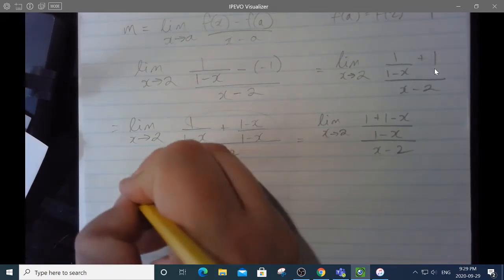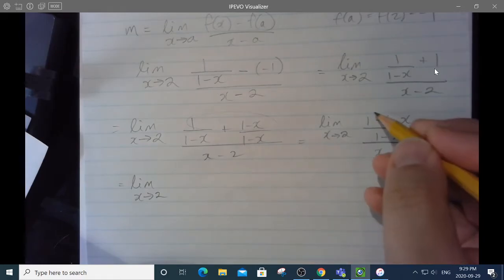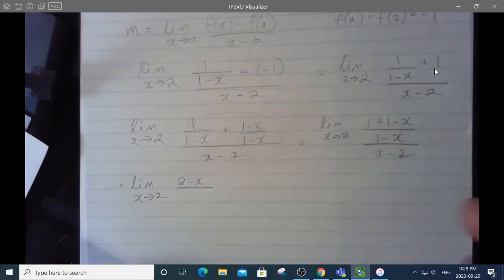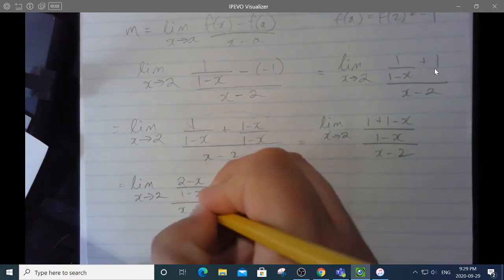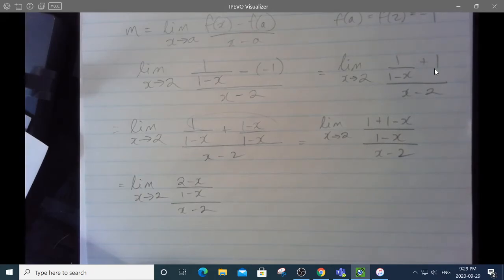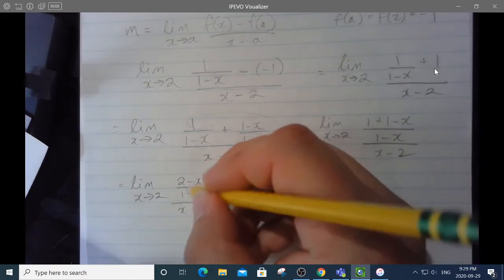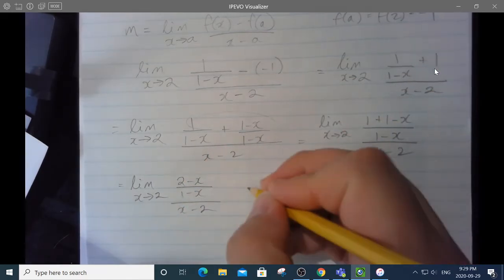And so let's simplify that some more. That's the limit as x approaches 2 of 1 plus 1, so that's 2 minus x, all over 1 minus x, all over x minus 2. Now, here's what I notice. First of all, this numerator and this denominator would be the same if I factored negative 1 out of the numerator. So I'm actually going to do that.